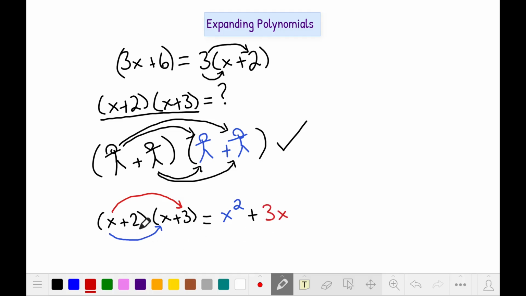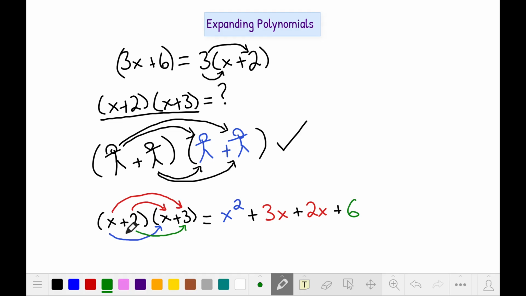Now, for the second term of the first bracket, he needs to introduce himself too. So what he's going to do first is he's going to introduce himself to the x. So 2 says hello to x, which means that we're going to have a plus 2x. And then finally, 2 is going to introduce himself to the 3. So we're going to have 2 times 3, which is going to be 6. So just like that, we now have a fully expanded out polynomial.